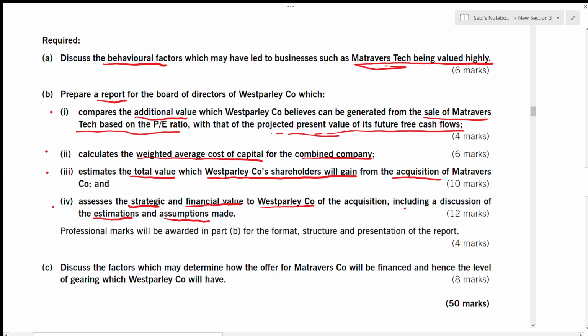So there are two things. How the offer for this one will be financed. You have to discuss the factors which determine how, if you want to acquire a company, you're going to finance the acquisition. What are the factors? Number one, you have to talk about that. Number two, hence the level of gearing, how the level of gearing will change. You need to talk about it. Whenever acquisition comes into place, gearing also comes into place because your cost of capital will change, your WACC will change, everything will change, right?